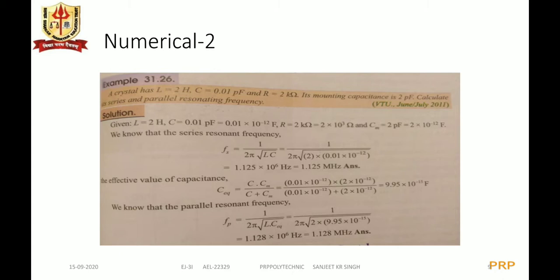So now in order to calculate the parallel resonance frequency, the formula again is the same, but here 1 upon 2 pi root over L C equivalent. So the equivalent capacitance we just calculated as 9.95 into 10 raised to minus 15, that value is substituted, and the L value is 2 Henry. So substituting that value we get the parallel resonance frequency as 1.128 megahertz.